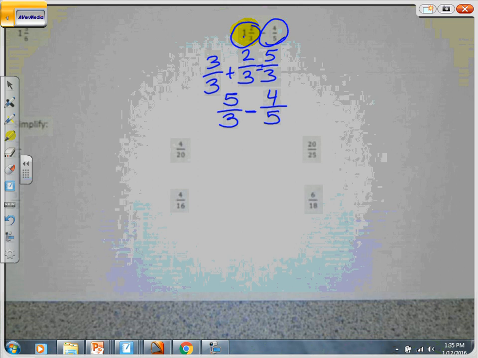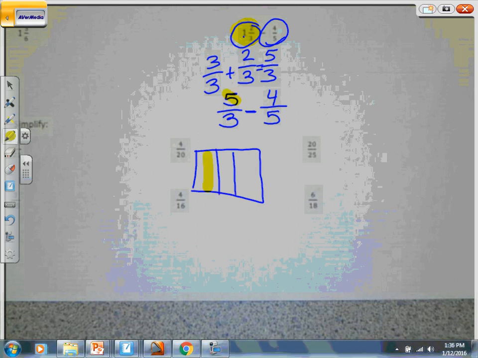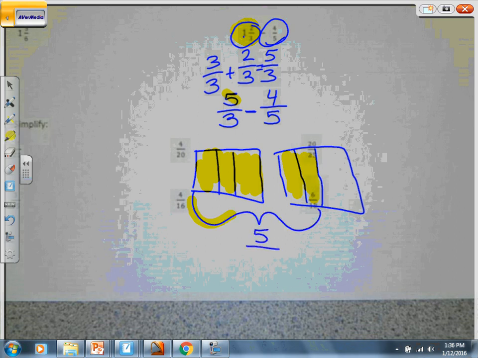Well, I want to go ahead and represent 5/3 in a rectangular model. So I'm going to draw this. There are my thirds. I have 5 of them. 1, 2, 3. I've got to draw another one. 4 and 5. Okay, so this right here is 5/3. Well, if I have 5/3, I cannot take away 4/5. I need to have common denominators.